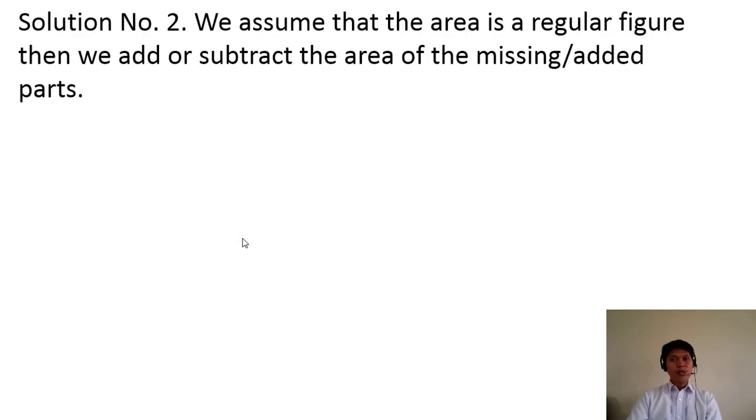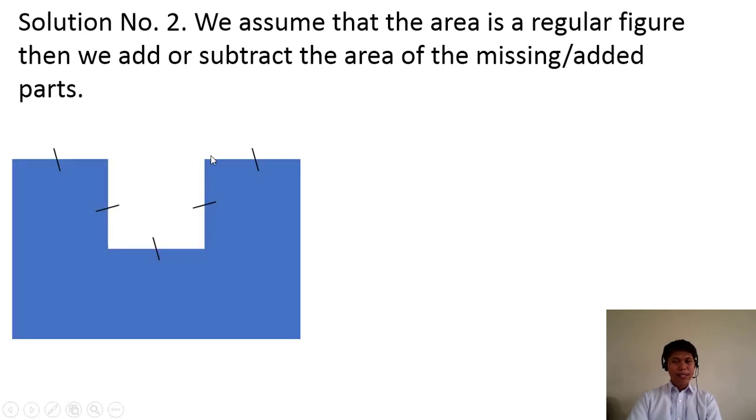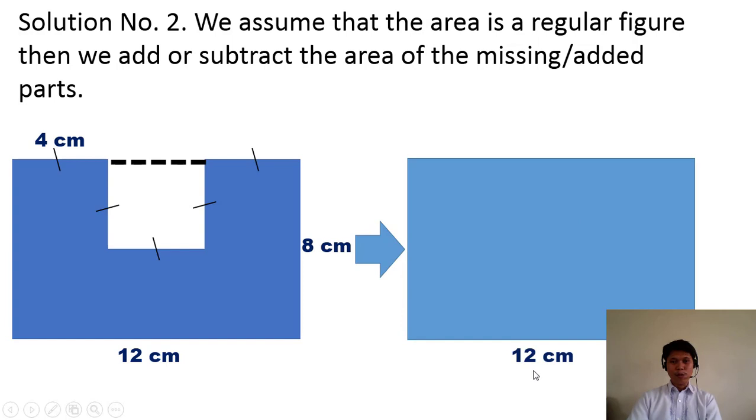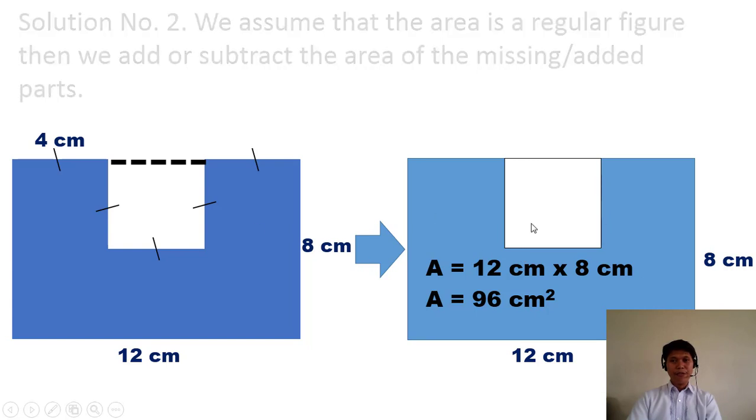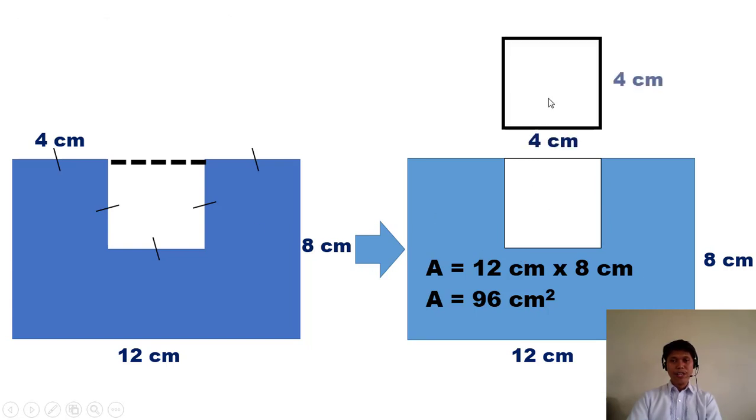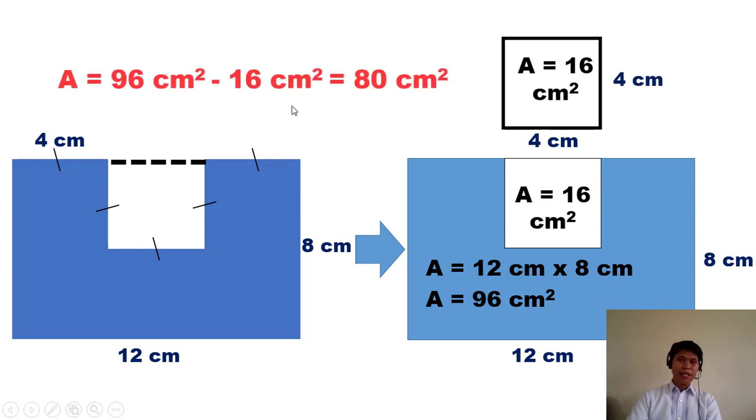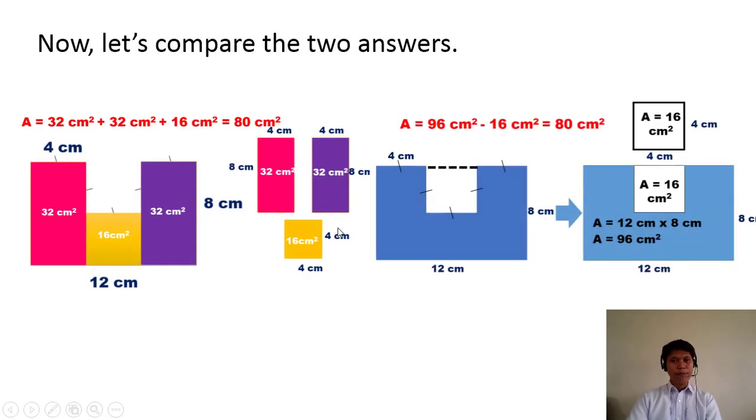Using the second solution, which is by completing this, by connecting these 2 points to form a regular figure, which is a rectangle, which looks like this. This is a 12 by 8 rectangle, so 12 times 8 is 96. So we have to subtract the missing area or missing parts. This one colored white is 4 by 4. So 4 by 4 is 16. 96 minus 16 is equal to 80. Therefore, the area is 80. So with the two solutions, we have come up with the same answer, which is 80 square centimeters. Okay, so that's our last topic.